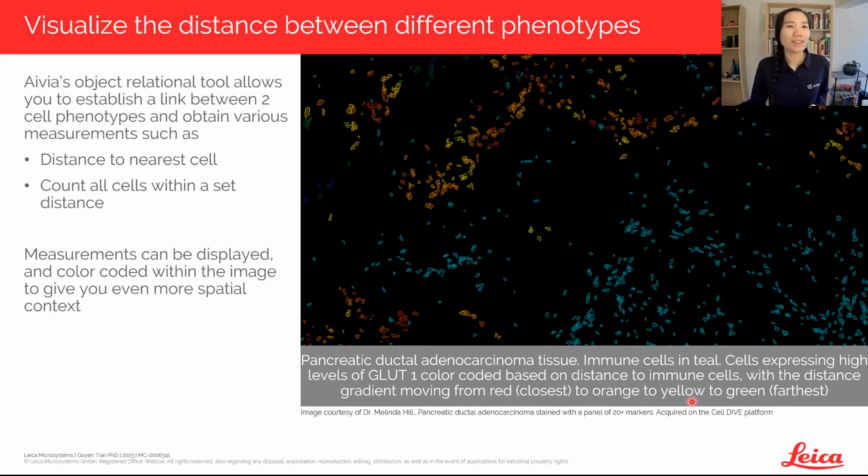So in this example I have here on the right, the immune cells are in teal, and a cell phenotype called GLUT1 positive cells here are color coded based on their distance to the immune cell. Those in red and orange are relatively close to an immune cell. Those in yellow and green are much further away. So in this snapshot, we can see overall the spatial relationship and distance between these GLUT1 positive cells and the immune cells here.